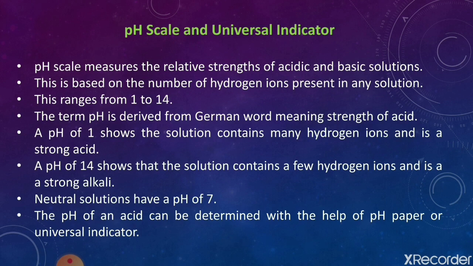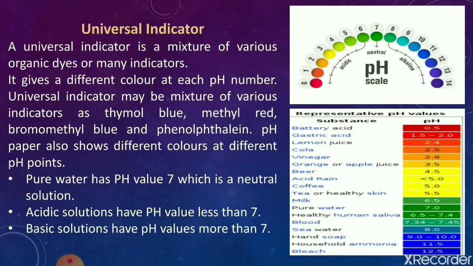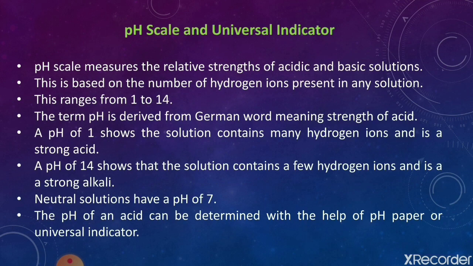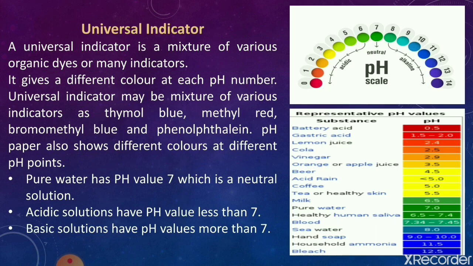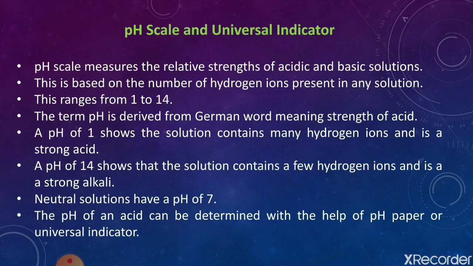So, if we want to know the strength, means how strong any acid or base is, so when we have to know the relative strength of acidic and basic solutions, then we use the pH scale. The pH scale goes from 1 to 14. This is the pH scale, you can see. So the range of the pH scale is 1 to 14. On the scale, 0 is also mentioned, so we can say it is from 0 to 14.